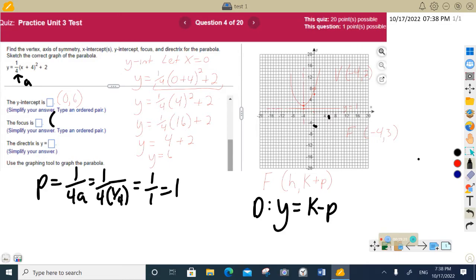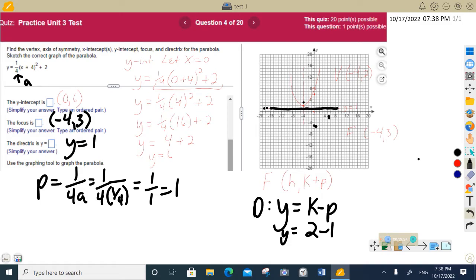But I really like to get a visual on these. That way, if you get confused on your formulas, it'll help you out. So left 4, up 3, there is your focus. And then down here, below, k was 2, k minus 1, 2 minus 1 would be 1. So y equals 1 is the equation of this line right here. Woo!